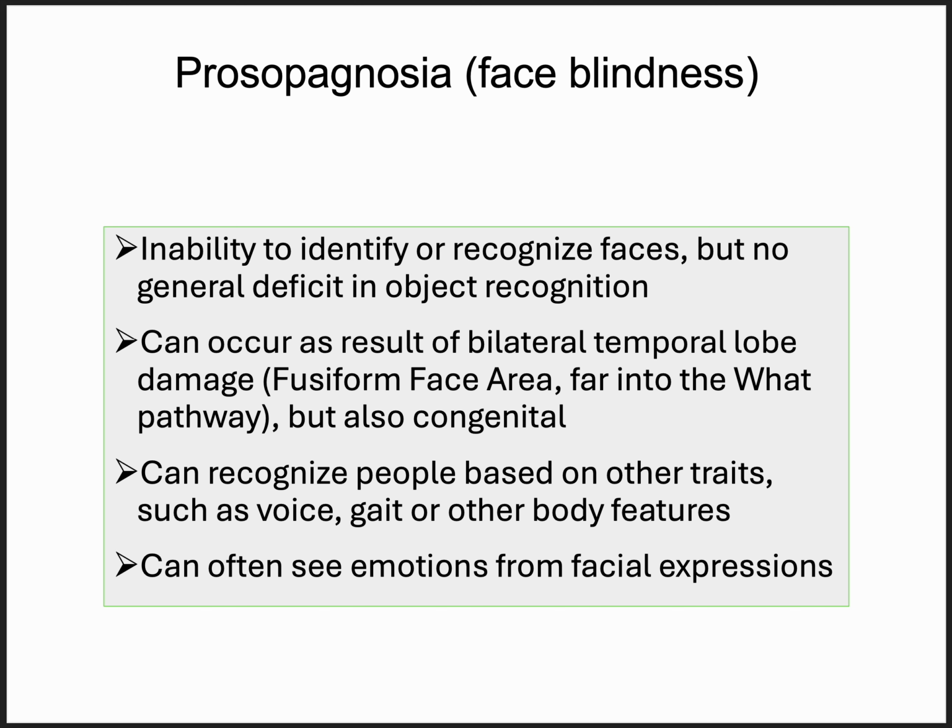Prosopagnosia, face blindness: inability to identify or recognize faces, but no general deficit in object recognition. Can occur as a result of bilateral temporal lobe damage, fusiform face area far into the what pathway, but also congenital. People can recognize others based on other traits such as voice, gait, or other body features, and can often see emotions from facial expressions.